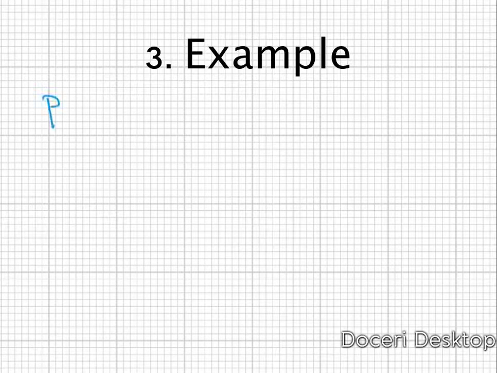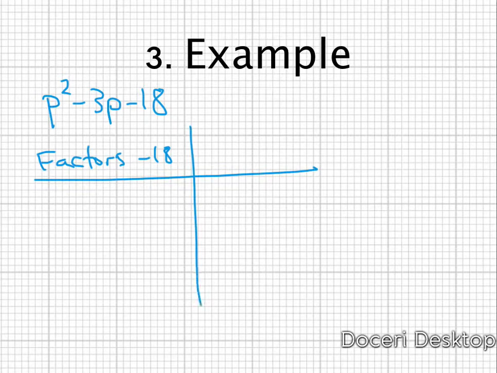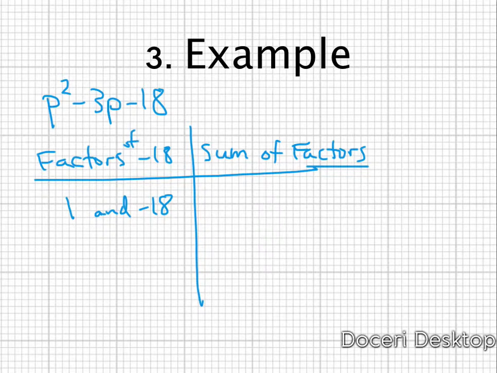So let's say we have p squared minus 3p minus 18. I want to find the factors of negative 18. But I also am going to look for the sum of the factors. So the first factors that come to mind are 1 and negative 18, right? 1 times negative 18 is negative 18. But if I add those together, that gives me negative 17. So is negative 17 the same as negative 3? No, so this one is not my answer.